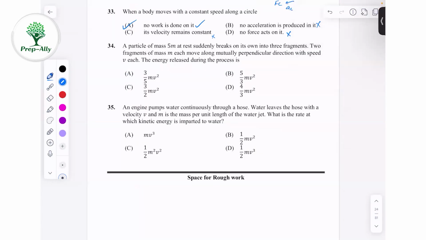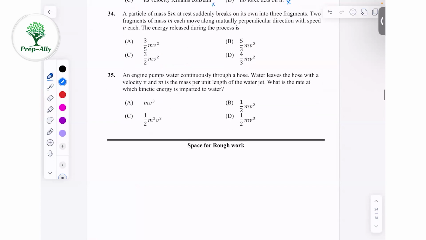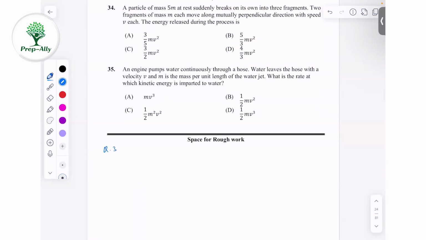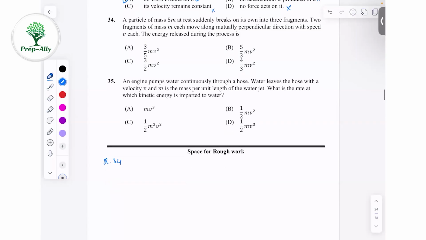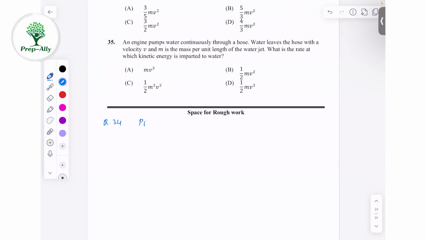A particle of mass 5m, at rest, suddenly breaks on its own into three fragments. Two fragments of mass m each move along mutually perpendicular directions with speed v each. Find the energy released during the process. Now see, initially the body is at rest, so the momentum initially is zero. The kinetic energy of the body also initially is zero.